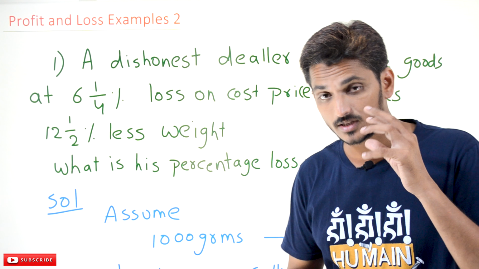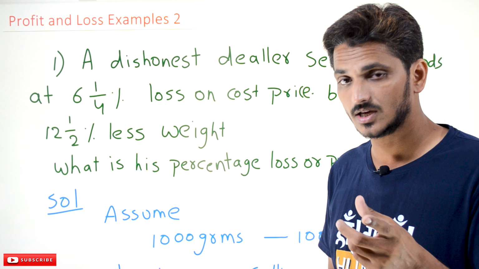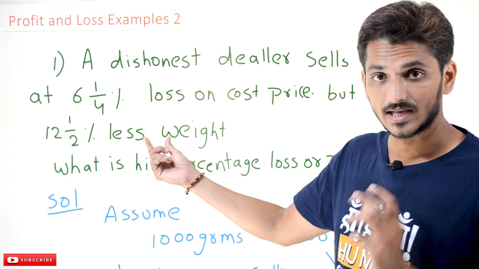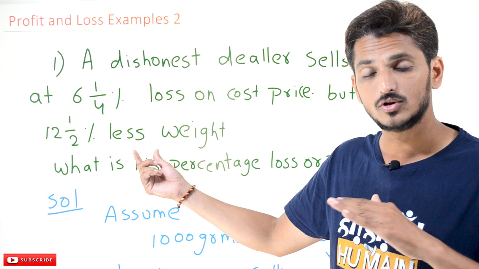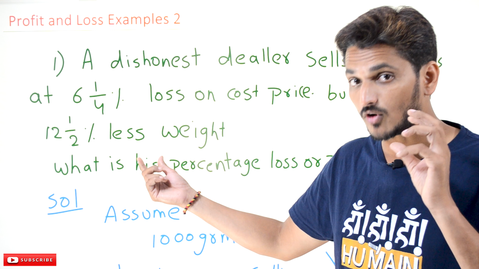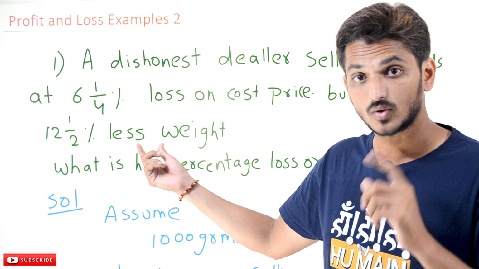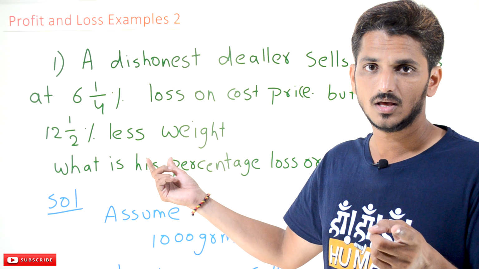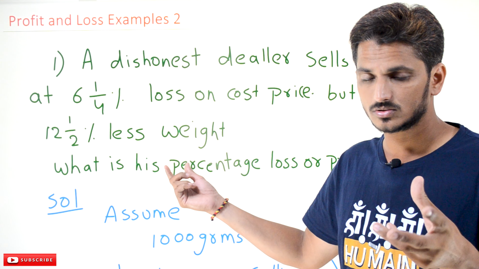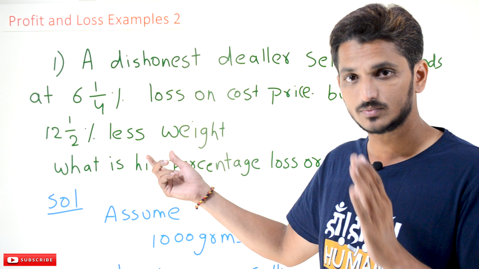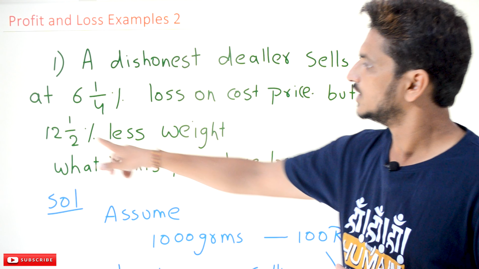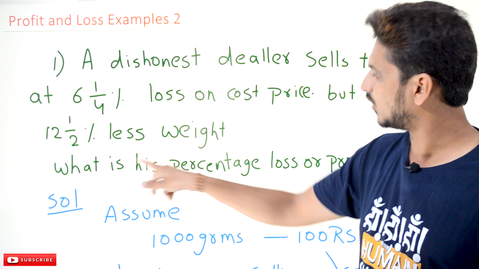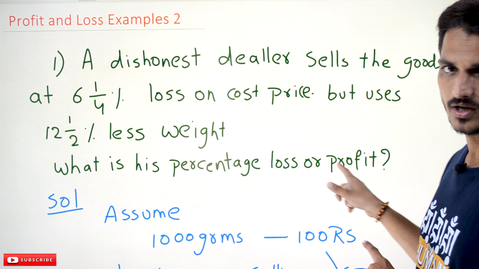The discussion in our last class was about what profit you get if you are using less weights. The formulas related to this were discussed in our previous class. If you have that idea, good. It's very easy. Otherwise, please watch that class and come back here. So, 12 1/2% less weight. What is the percentage loss or profit?